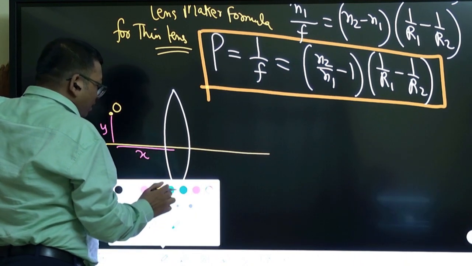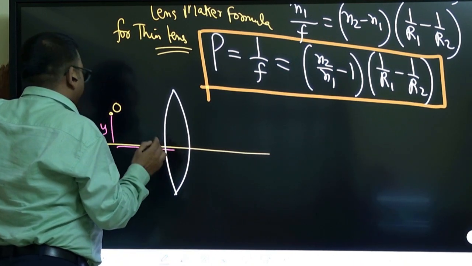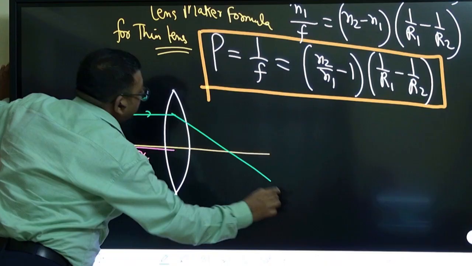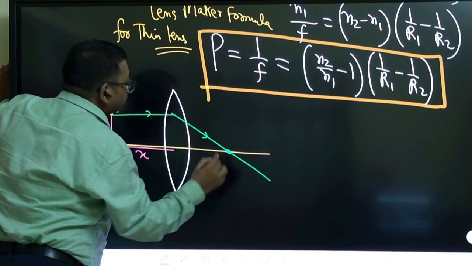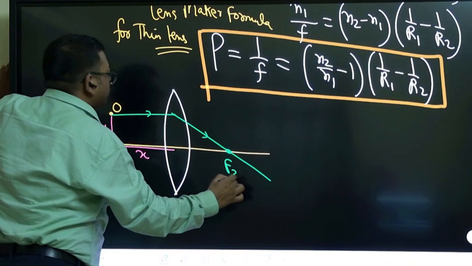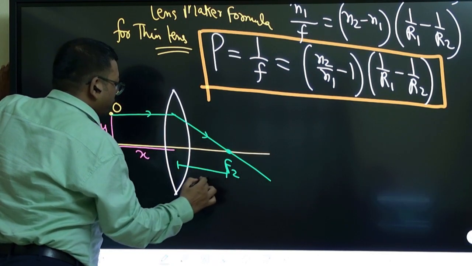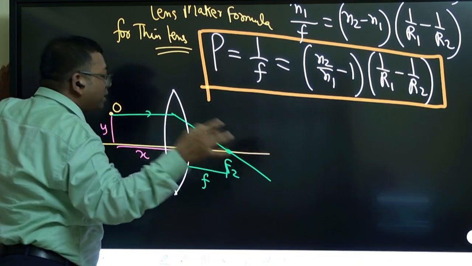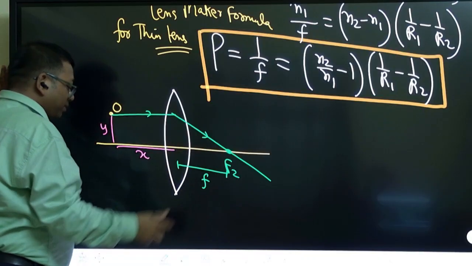Okay. So when I try to form images, I can take parallel rays. This will pass through the focus. You know those rules. This is the second focus f2. So this I am defining as f. In this formula, f is f2 only. No need for any confusion. This f2 only we are taking as f.